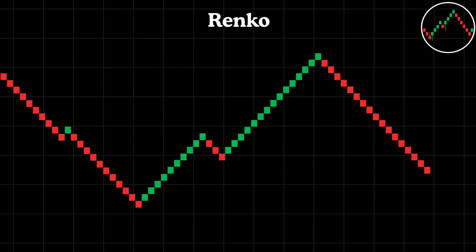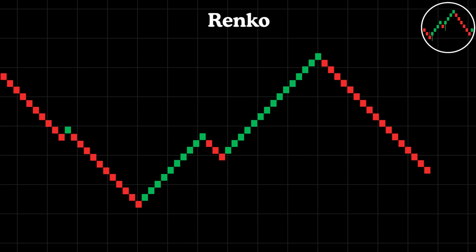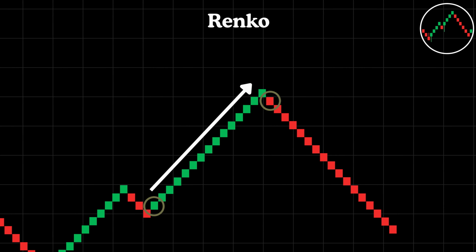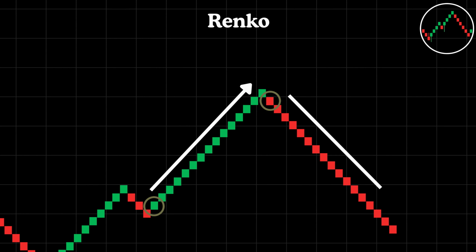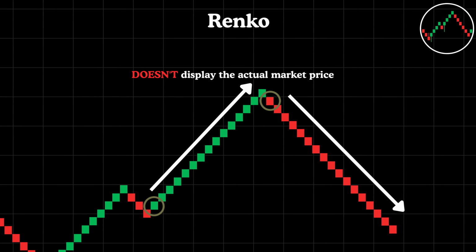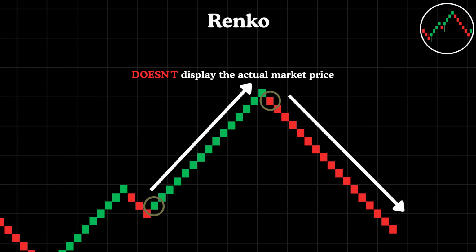Traders use Renko charts to minimize market noise and clearly spot trends. A green Renko block signals an uptrend, while a red Renko block indicates a downtrend. Keep in mind that Renko charts are just indicators and do not reflect the actual market price.